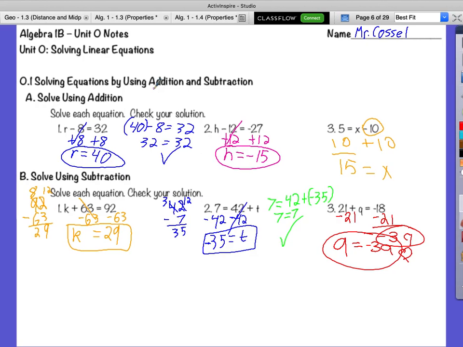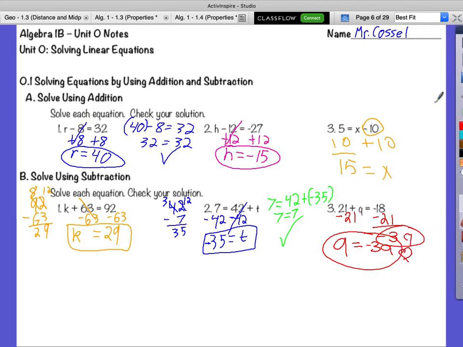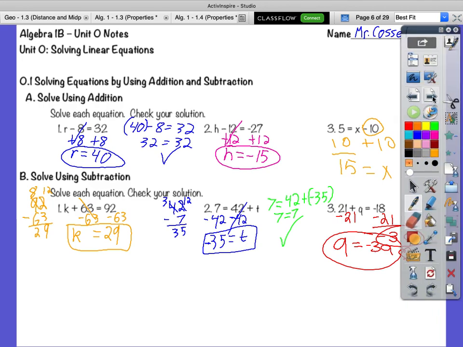Okay, now obviously we've done this part so far. We've done this first part here. This was reviewing solving by addition and subtraction. So we went through this and talked about how with subtraction you have to add, and with addition you have to subtract, and we worked on dealing with different signs and whatnot. We have done this before.